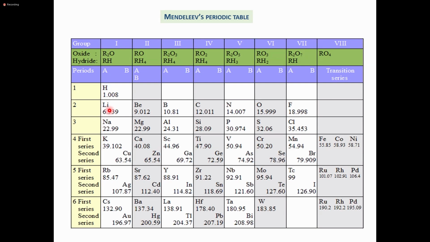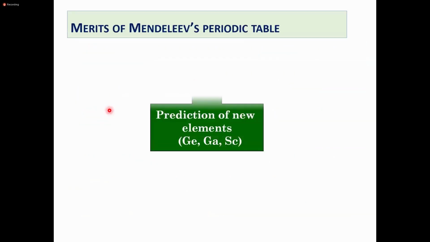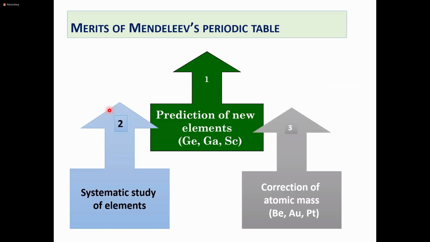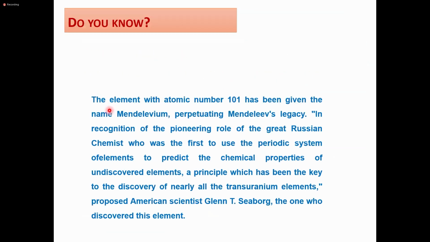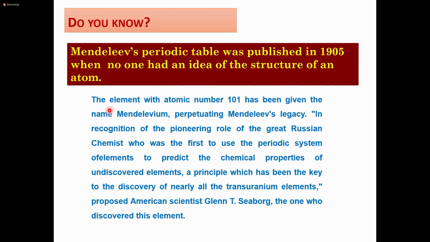But the number of electrons is also increasing one by one. So we can also remember this element series according to the atomic numbers, according to the number of electrons as well. That's why Mendeleev's periodic table is more acceptable than the others. That was the achievement of Mendeleev.